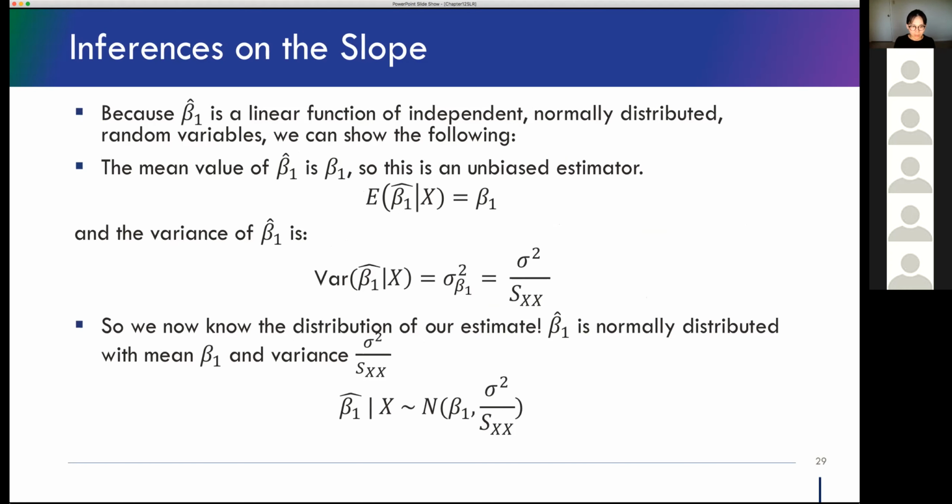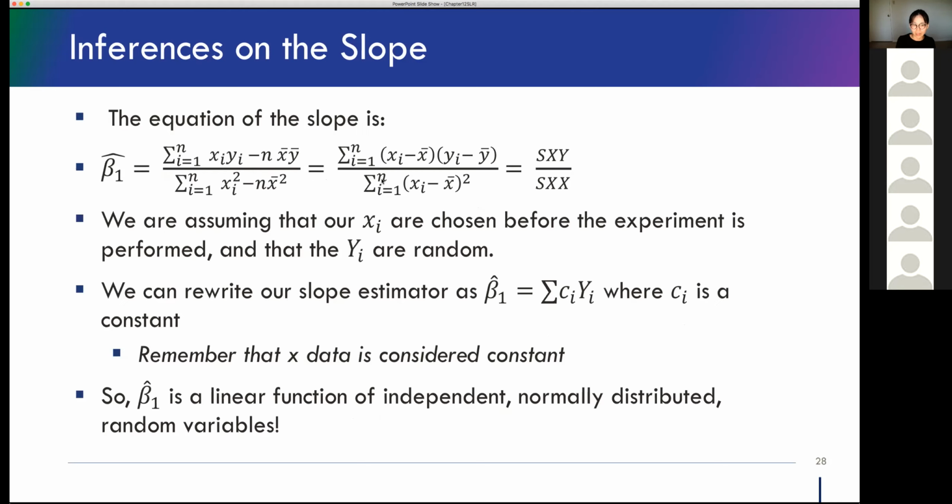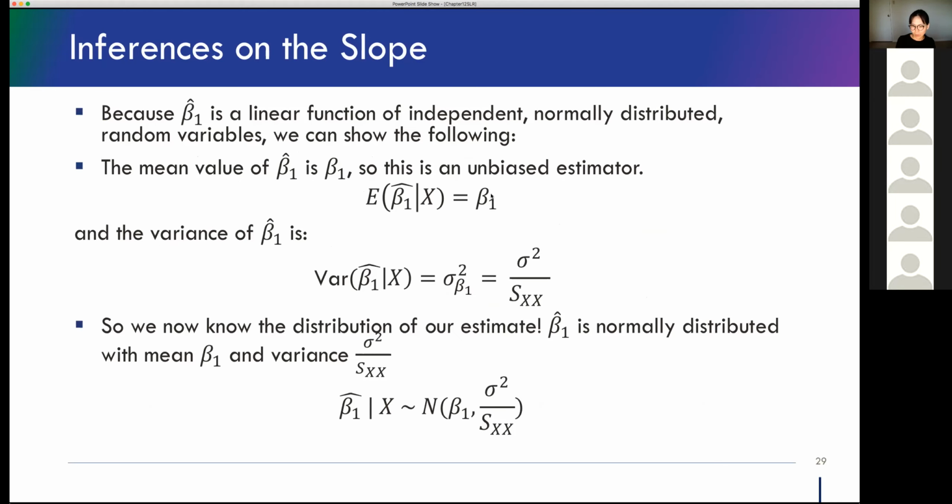Well, this is how we get the distribution for this beta 1 hat. In order to do confidence intervals and hypothesis testing, we need to find the mean of this beta 1 hat. We now know it's independent and normally distributed. What about its mean? We can prove that the expectation of this beta 1 hat, by that formula we showed here, is actually beta 1. That is called an unbiased estimator, if you still remember.